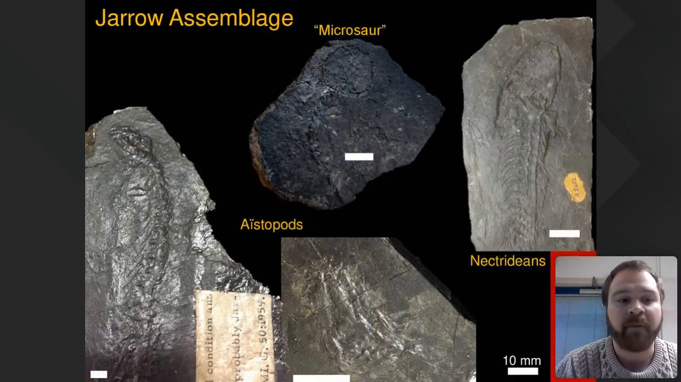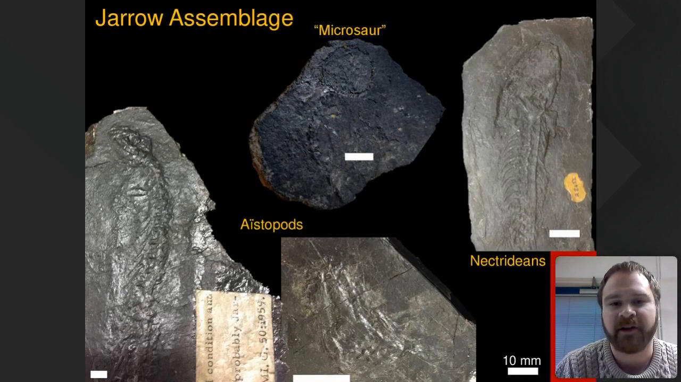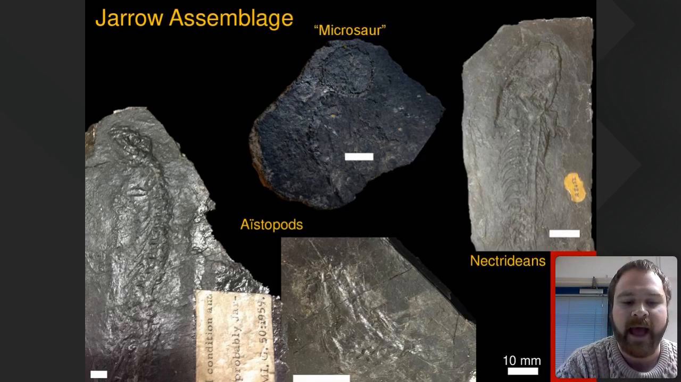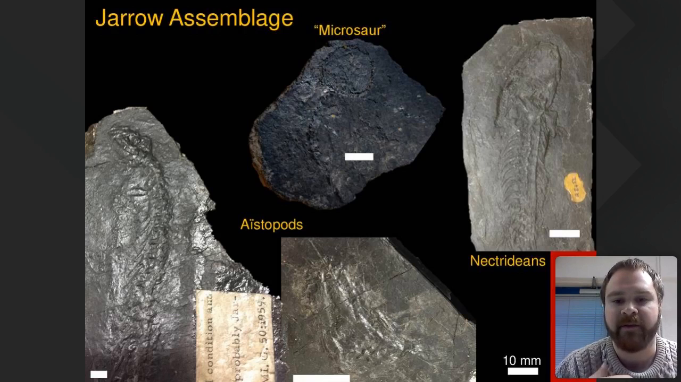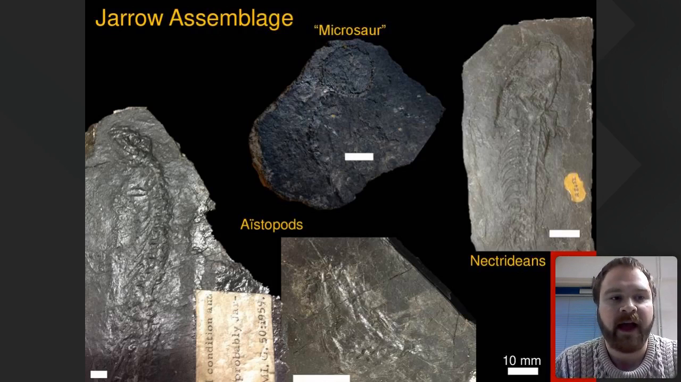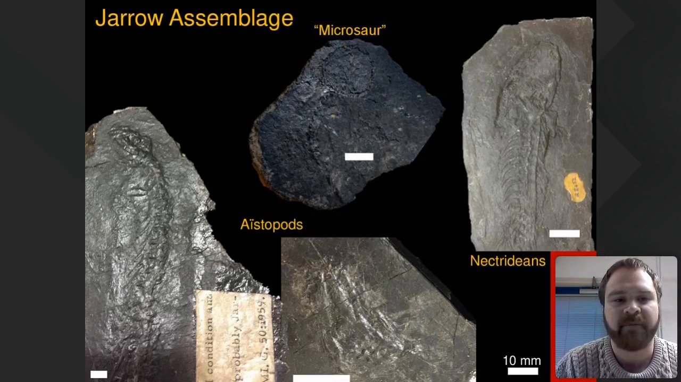Tetrapod specimens from the Jarrow assemblage preserve excellently articulated bodies, including scalation, and in some specimens there might even be the outline of the body. However, the specimens are highly compressed, and it's very difficult to make out a lot of detail in them, to the extent that even the boundary between the bone and the matrix can be difficult to distinguish. The tetrapod fauna from the Jarrow assemblage is dominated by mostly small tetrapods, including nectrideans and aïstopods.